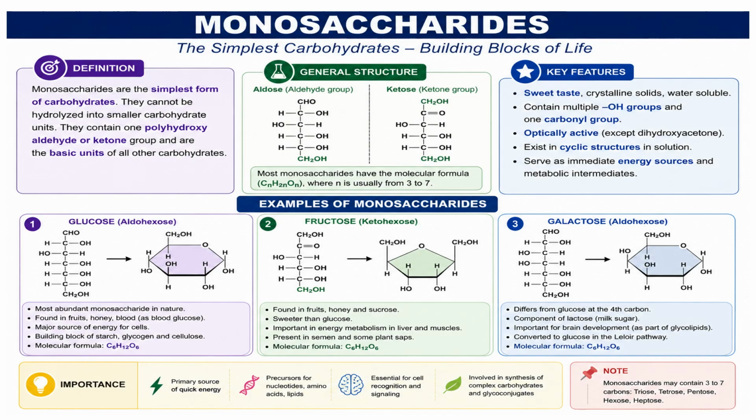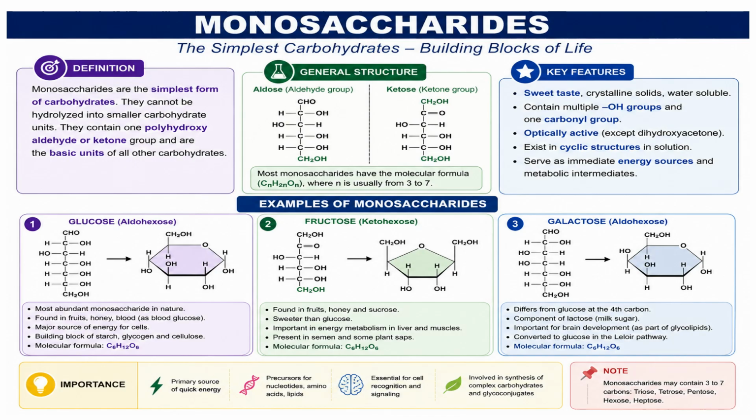Monosaccharides are the simplest form of carbohydrates and are commonly known as simple sugars. They cannot be hydrolyzed into smaller carbohydrate units and serve as the basic building blocks of disaccharides and polysaccharides. Most monosaccharides contain multiple hydroxyl OH groups and one carbonyl group, which may be an aldehyde or ketone. They generally follow the molecular formula CH2O(n), where n is usually between 3 and 7.